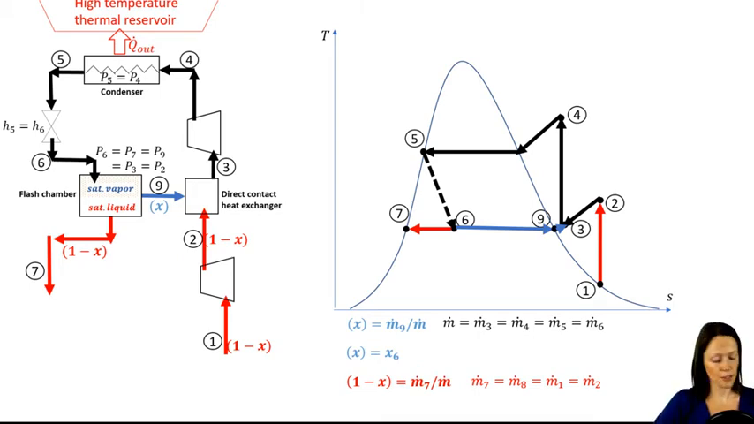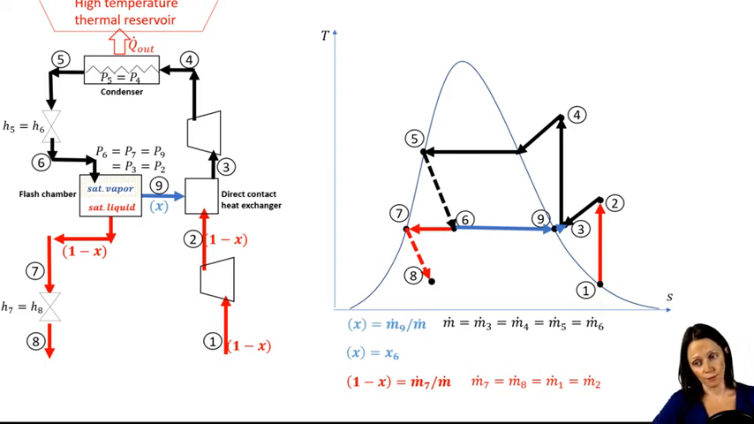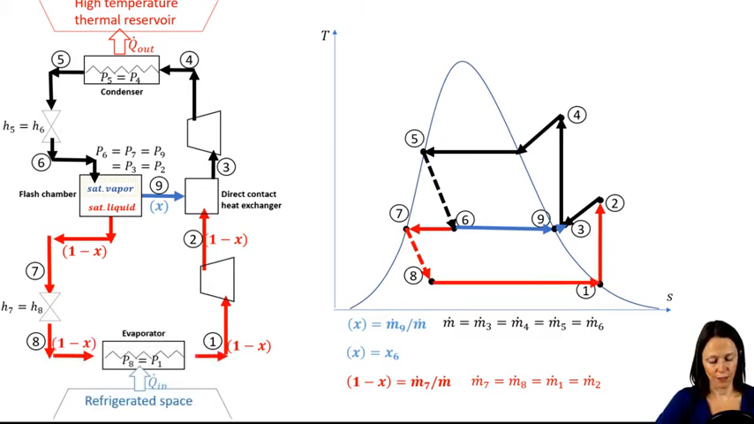All right, so let's finish up our cycle here. So from state 7 to state 8, you've got an ideally isenthalpic throttling process. So you've gone from a saturated liquid to a two-phase mixture. And that two-phase mixture is fed into the evaporator, and it undergoes a constant pressure phase change all the way to a saturated vapor. And it's removing heat from that refrigerated space at constant pressure.